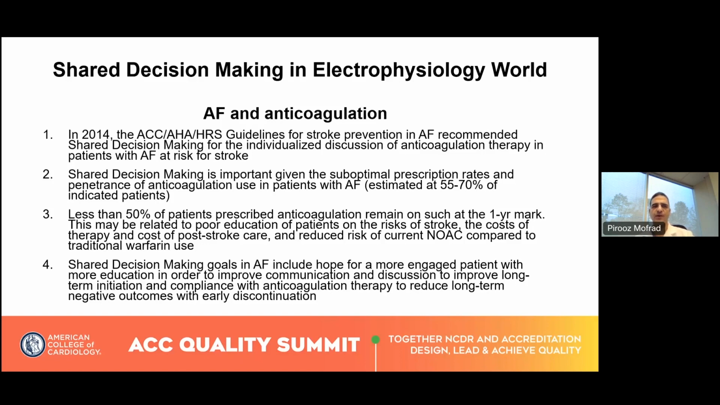And again, it was recommended in 2014, believe it or not, guidelines. It was recommended shared decision-making be performed. More of an individualized discussion. As you can imagine, that is a very individualized discussion. No two patients with AFib are alike. Their risk factors for stroke, their risk factors for bleeding, everything really varies. So it's a very intricate discussion.